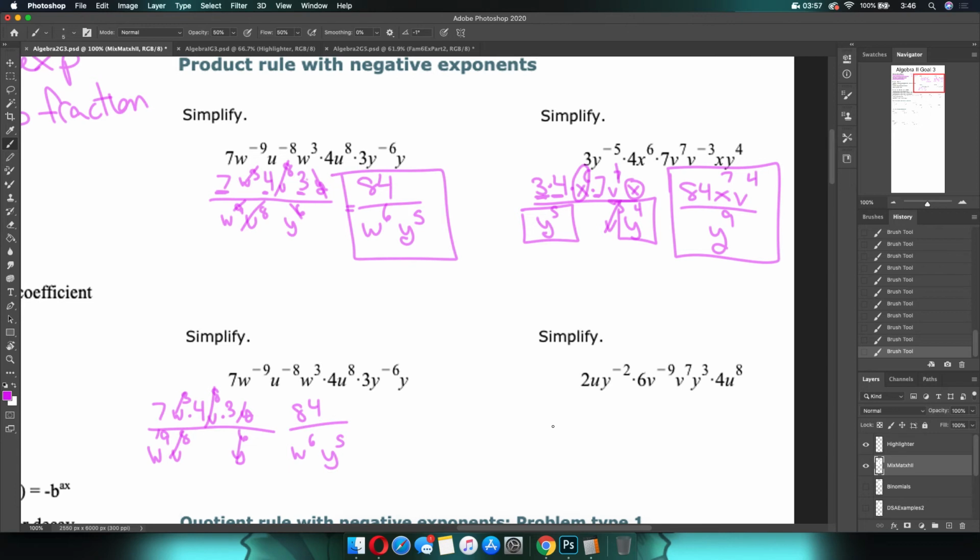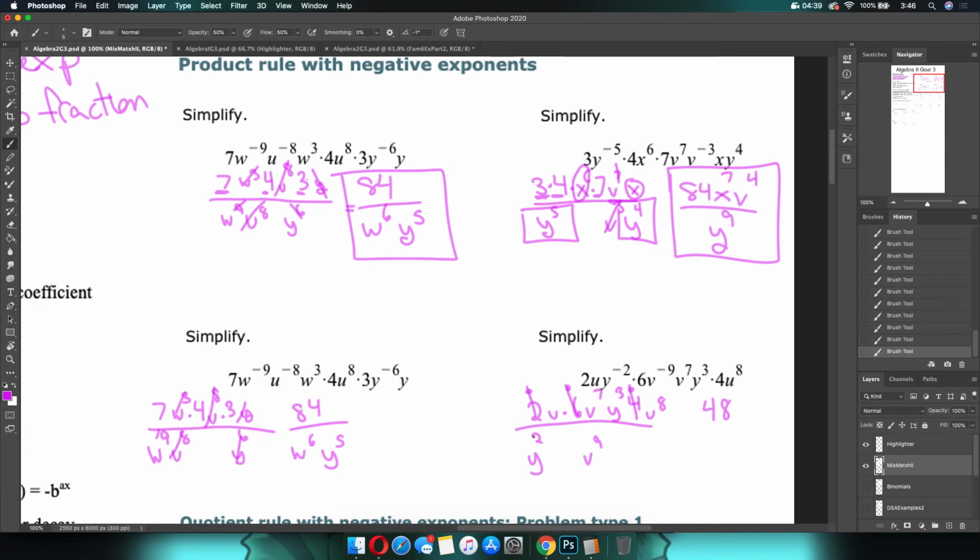Boo. All right, next up, we have 2u y to the 2, because that's negative. Then we have 6. We have v to the 9, that's underneath. We have v to the 7th. We have y to the 3rd. And then we have 4, and then u to the 8th. Okay, so y squared and y to the 3rd cancels out because 3 and 2, oh, wait, forget what I just said. I did it out of order, sorry. So 2 times 6 times 4 is 12 times 4, which is 48. So those are done.